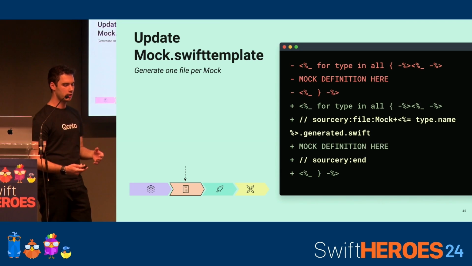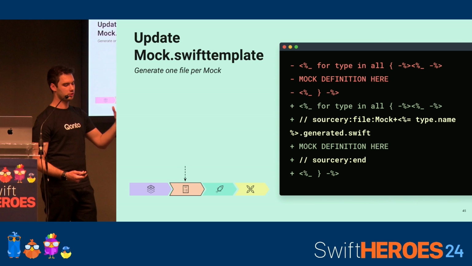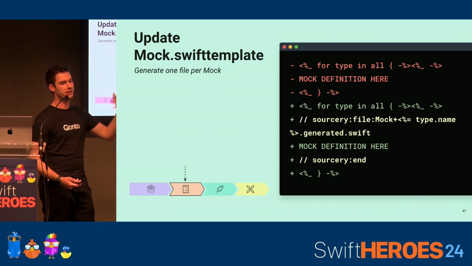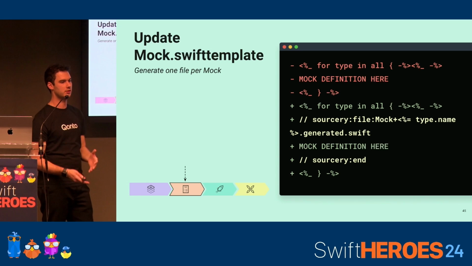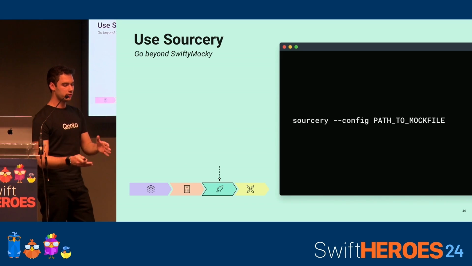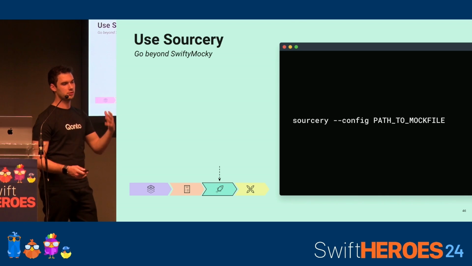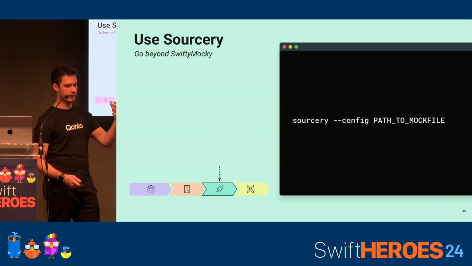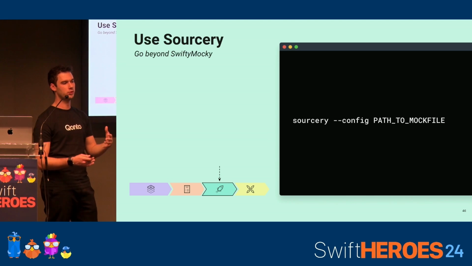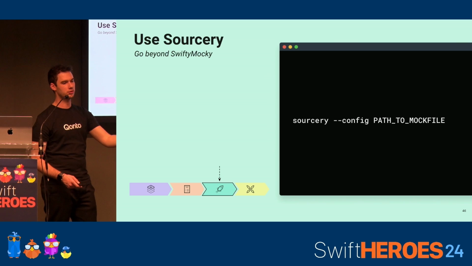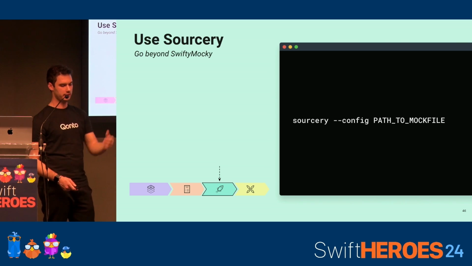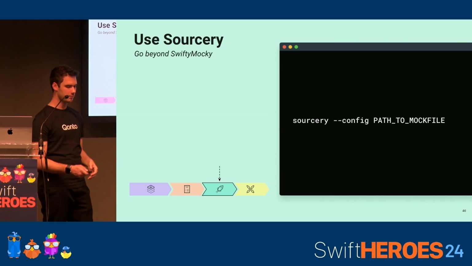As you can see, the definition of each mock will be placed one below the other in one single file by default. What we did was really simple. We just added a Sourcery annotation inside the for loop to specify that the mock definition should be placed one file per each protocol. Third step is the Sourcery usage to go beyond the limitations of SwiftyMocky. So as you remember, the mock file is really a Sourcery configuration file. So you can go ahead and call Sourcery directly with the updated configuration.